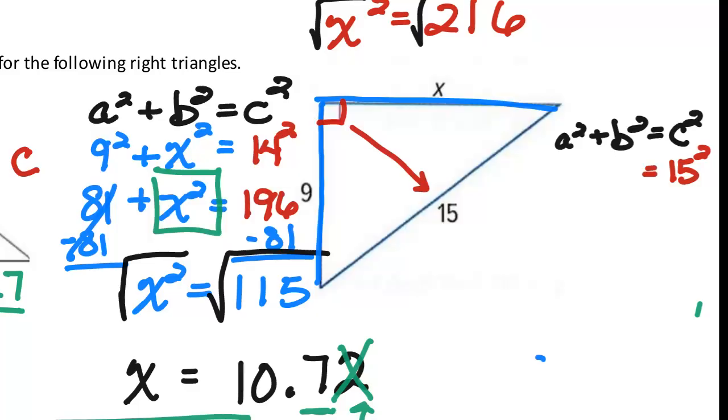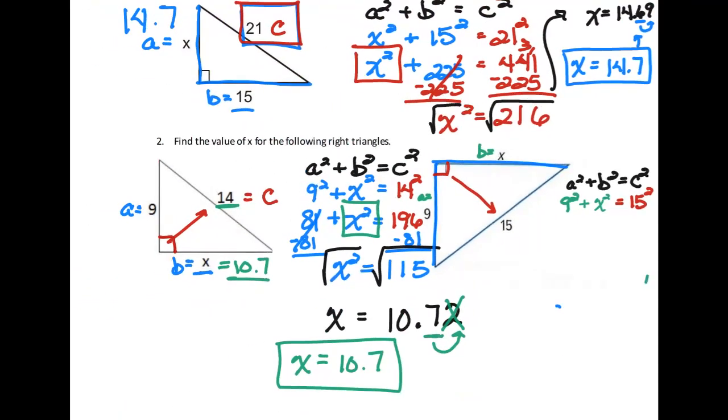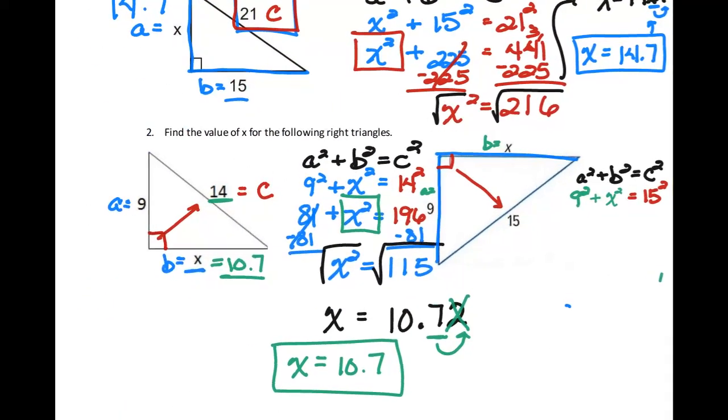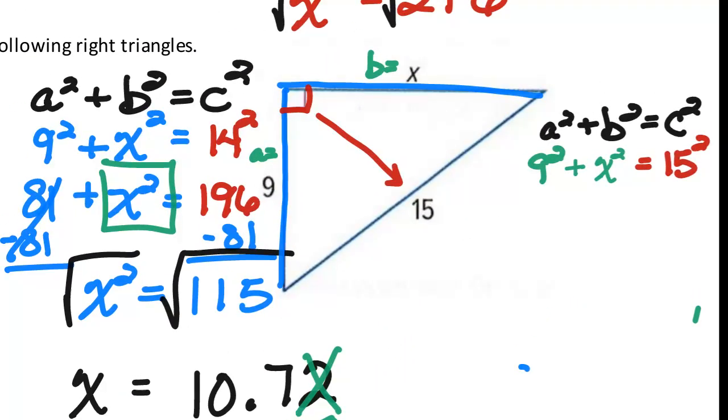All right. So I am going to say A is equal to 9. If you did it otherwise, that's okay. It'll work out. So I'm going to say 9 squared plus, I'm going to say B is equal to x, squared equals 15 squared. 9 squared is 81 plus x squared equals 15 squared, which is 225. If you want to get x squared by itself, you subtract 81.